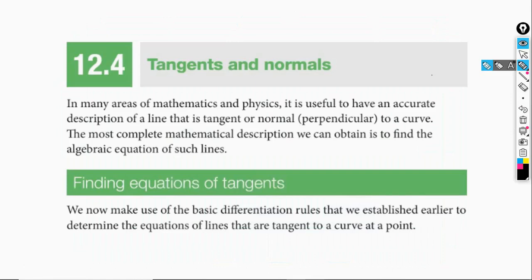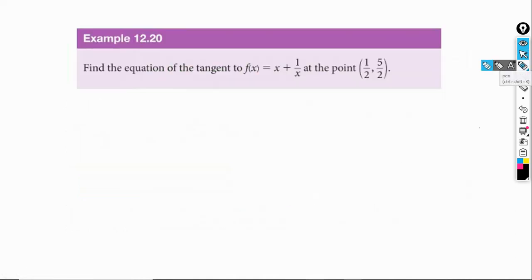So that brings us to this topic, which is tangents and normals, finding equations of tangents and normals. So it's example 12.20, and they ask us to find the equation of the tangent to f of x equals x plus 1 over x at the point 1/2, comma 5/2. Okay, so if we want to find the tangent at that point, we're going to need the derivative.